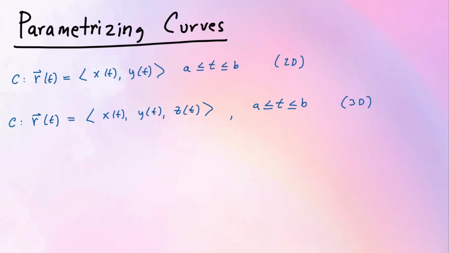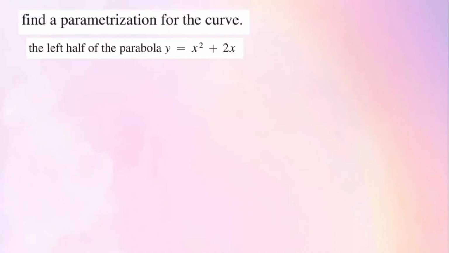Now, the most common or most general parametrization that we would like to use is to let one variable be t, and the other variable will depend on that variable that you selected to be t. Let me show you some examples to illustrate this idea. Let's look at this example.